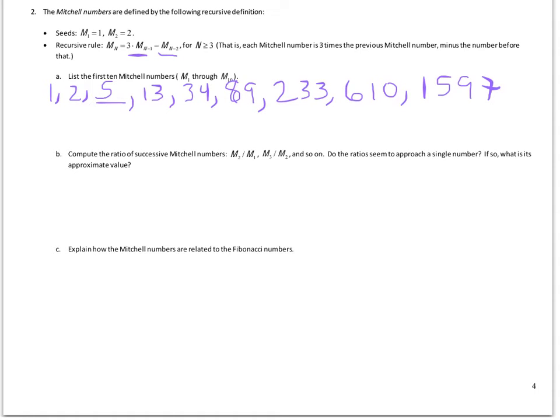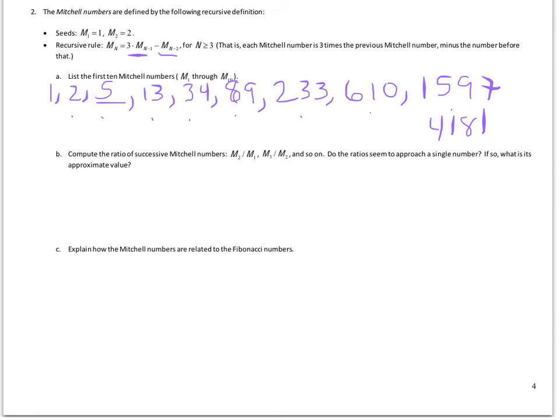And I think we might have 10. 1, 2, 3, 4, 5, 6, 7, 8, 9. Oh, I need one more. Okay, so 1597 times 3 minus 610 is 4,181. So there are my first 10 Mitchell numbers. Each one is 3 times the one before it minus the one that's 2 before it.